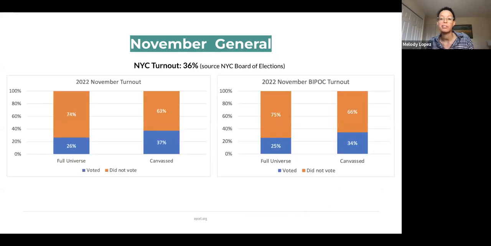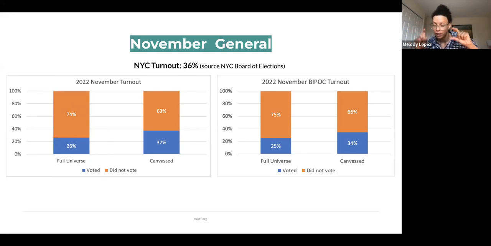You'll see here, turnout was 36% overall citywide, which is still not amazing for a general election. As was widely reported, it was lower than in the last gubernatorial election year, which was 2018. Still, the thing I will point out is a bit of a different pattern. We saw across both primaries that folks who were actually communicated with by GoVote cohort organizations surpassed, even though turnout was still low, the overall turnout in the entire city.